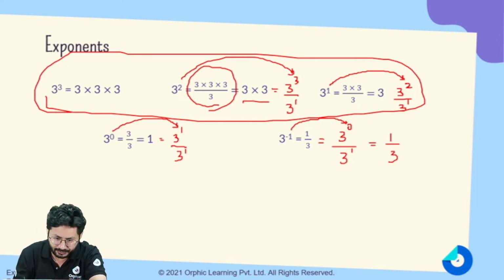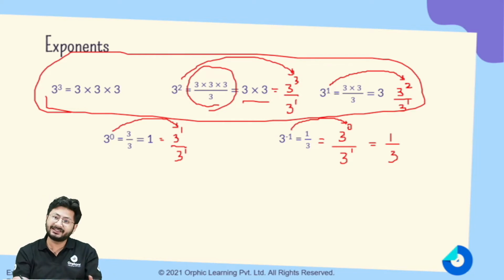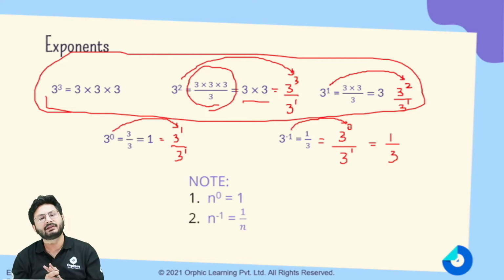Okay, so we can say, and this is true for every number, that if you are raising any number to the power 0, it will be equal to 1. And if you are applying a negative power, then it becomes the reciprocal. Please note it down: n to the power 0 is always equal to 1, and n to the power minus 1 is equal to 1 by n.